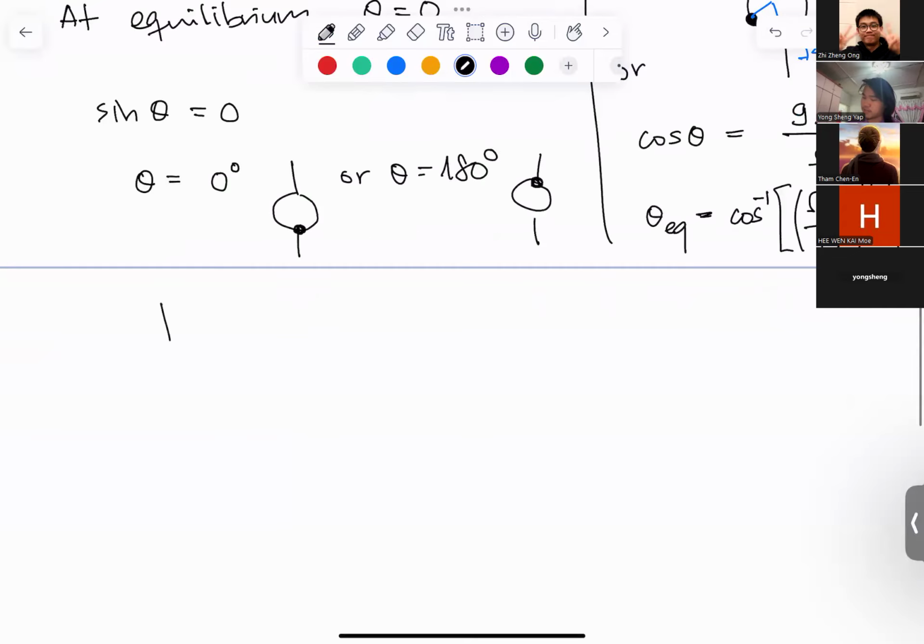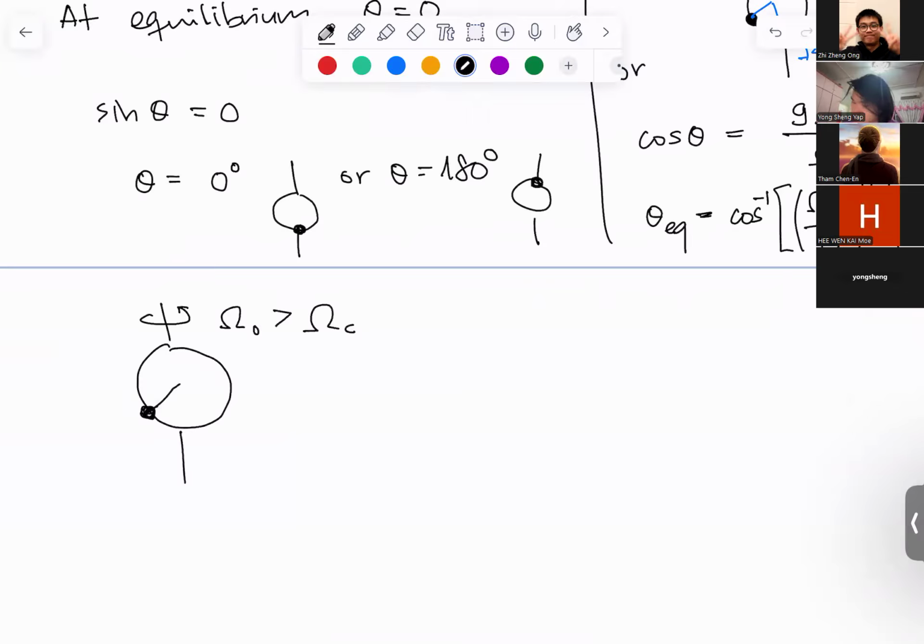initially, for example, this loop is rotating at some omega 0, larger than omega c. Okay, so the bead is already at equilibrium at some point, at some theta. All right, and at some time, as it passed by, I turn up omega 0 to some other omega.